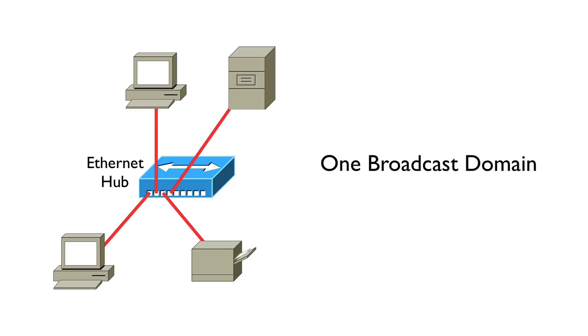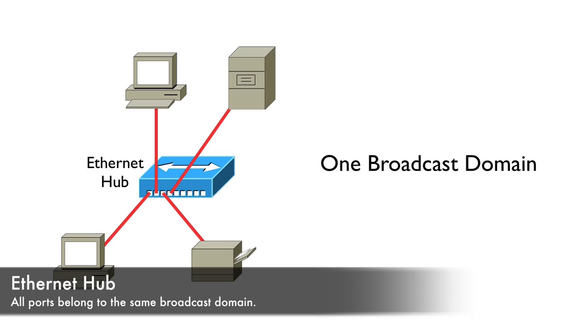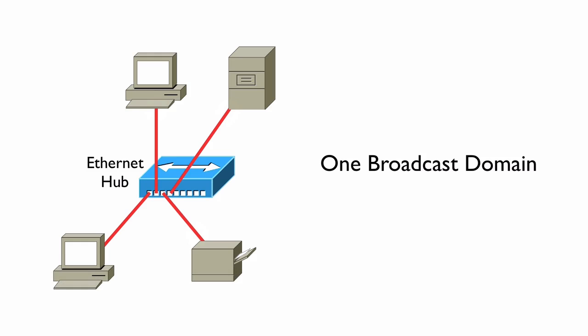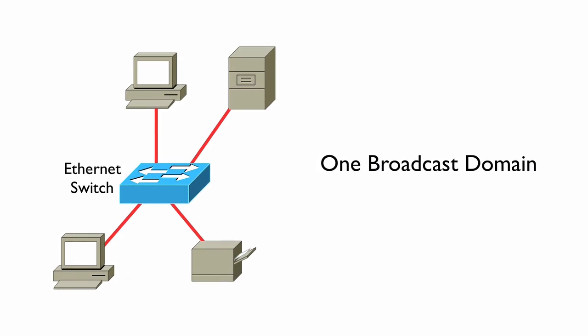And to get back to our Ethernet hub, just as all of the ports on an Ethernet hub belong to the same collision domain, they also belong to the same broadcast domain. A broadcast seen on one port will be sent to all other ports on an Ethernet hub. What about a switch, though? We said with an Ethernet switch, every port was in its own collision domain.